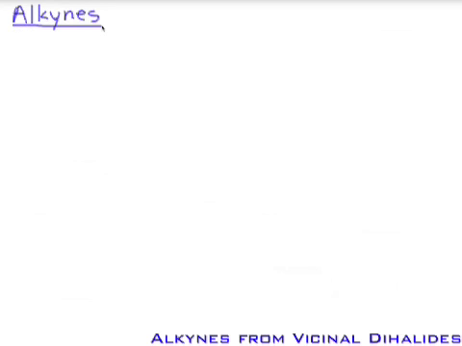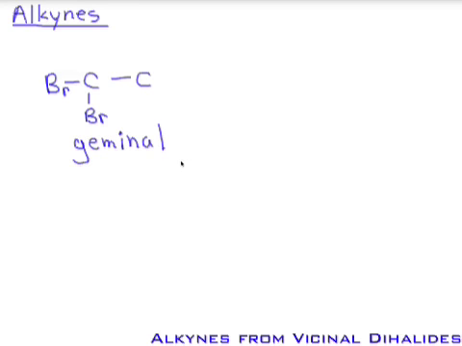How do we prepare alkynes? Well, we prepare alkynes from what are called vicinal dihalides. What does vicinal mean? Well, if we're looking at a carbon framework of two carbons, if the halides, let's say bromides, are off the same carbon, they are referred to as geminal dihalides, or in this case, geminal dibromides. Geminal, coming from Gemini, meaning twins. Geminal means the bromines are off the same carbon.